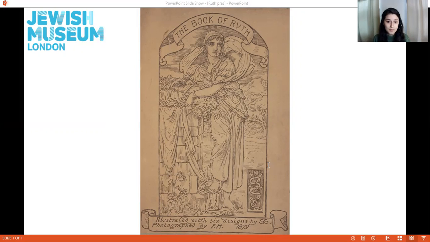Orpah decided to stay in Moab, but Ruth decided to accompany Naomi back to Bethlehem, saying, "Where you go, I will go. Where you lodge, I will lodge. Your people shall be my people, and your God, my God." And this is from Ruth 1:16-17. Although there is no ritual for conversion as there is today, Ruth is identified as the first person to choose to become part of the Jewish faith.